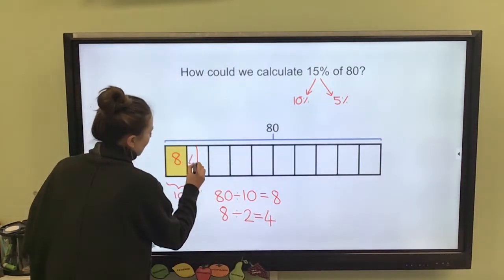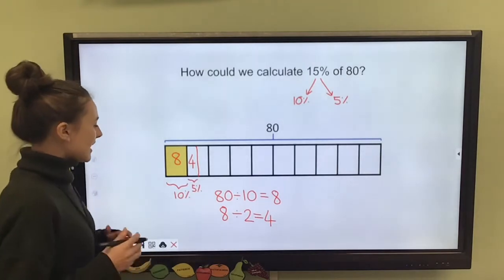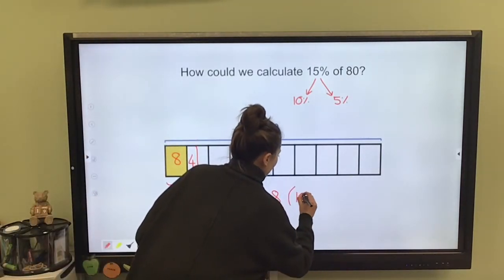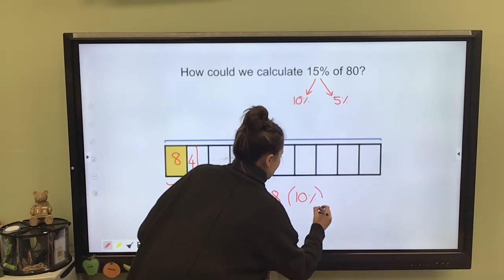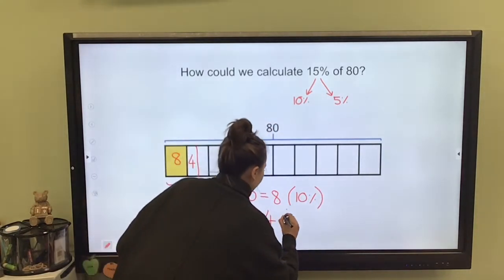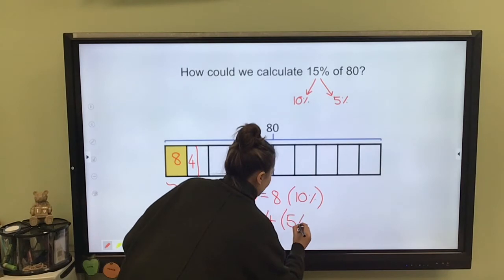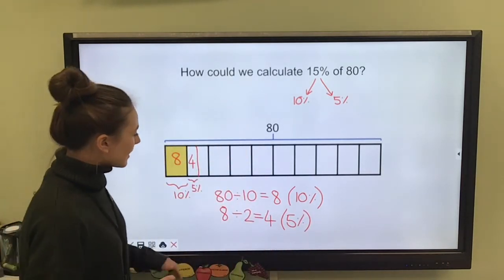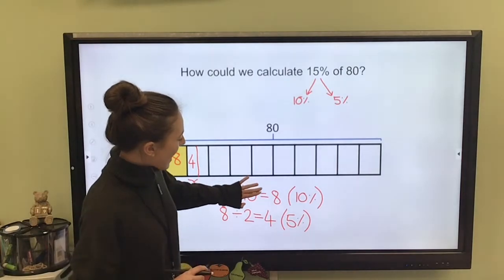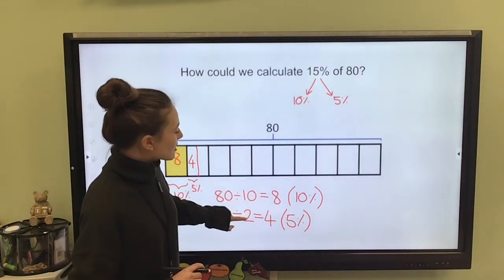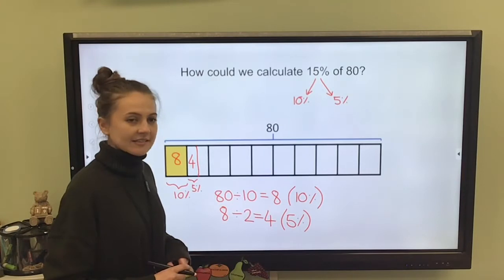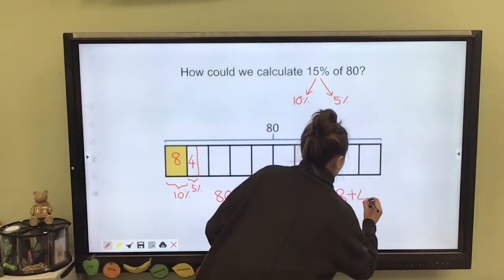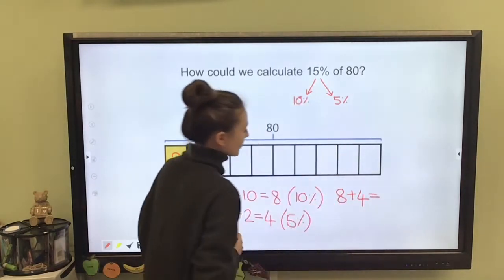Okay, so I'm going to label that there. So now what I need to do, I'm just going to make this clear. So I'm going to say I've worked out 8 is 10% and I've worked out 4 is 5%. So I'm just going to make that clear by labelling them. So I know that I need to add together 8 and 4 to work out what 15% is. Okay, so 8 plus 4 equals 12.